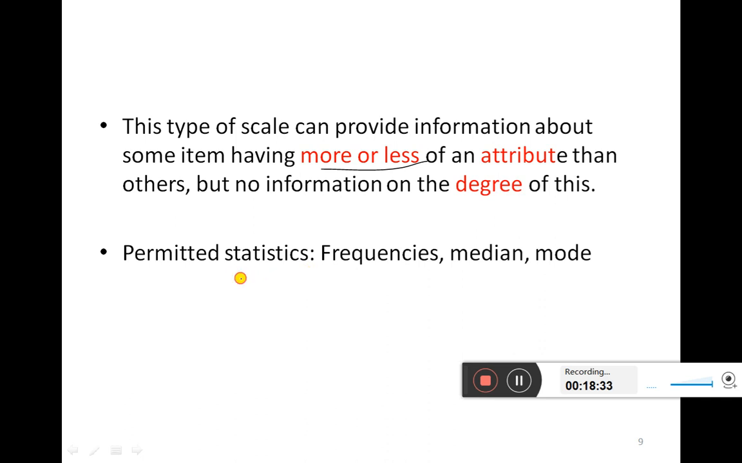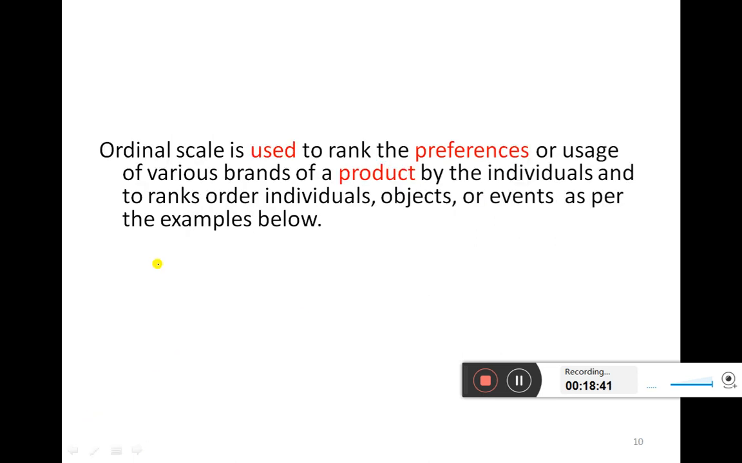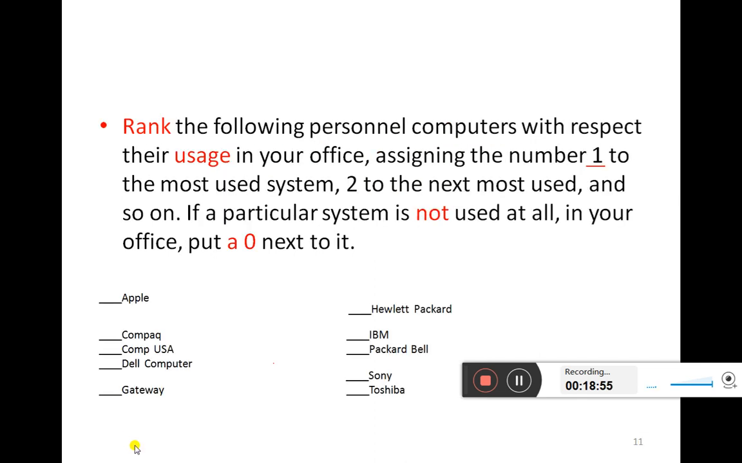Preferred statistics are frequencies, median and mode. You already know these statistics. Now the ordinal scale is used to rank the preferences, as I told you, or usage of various brands of a product by individuals, and to rank order individual objects or events. This example will make your idea fully clear.